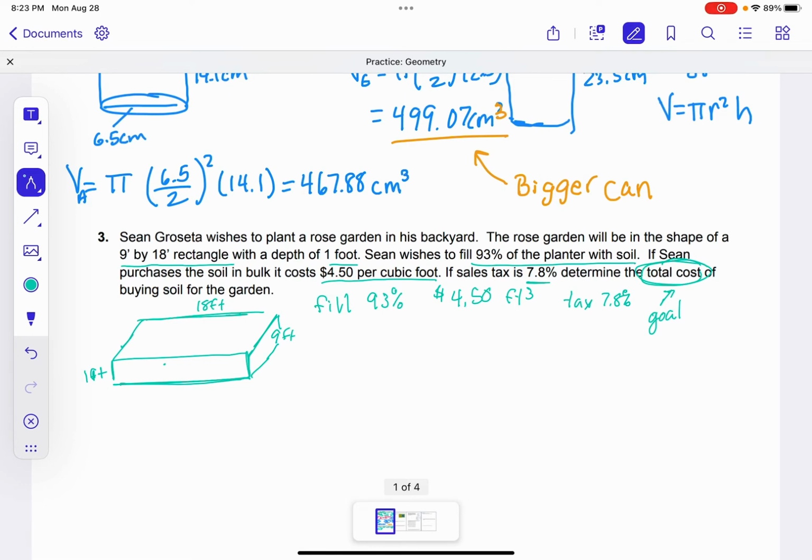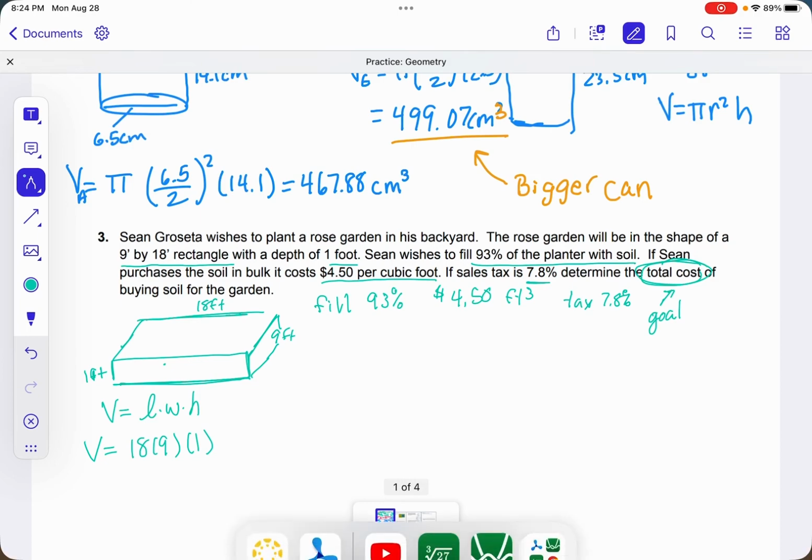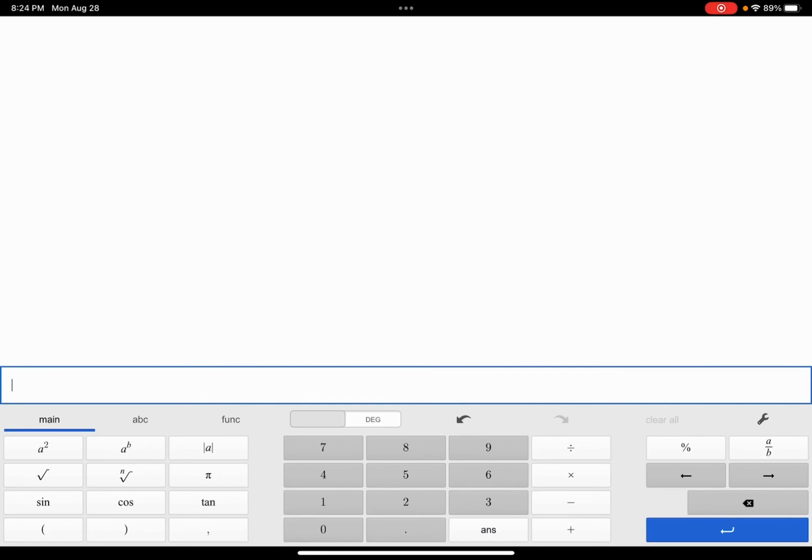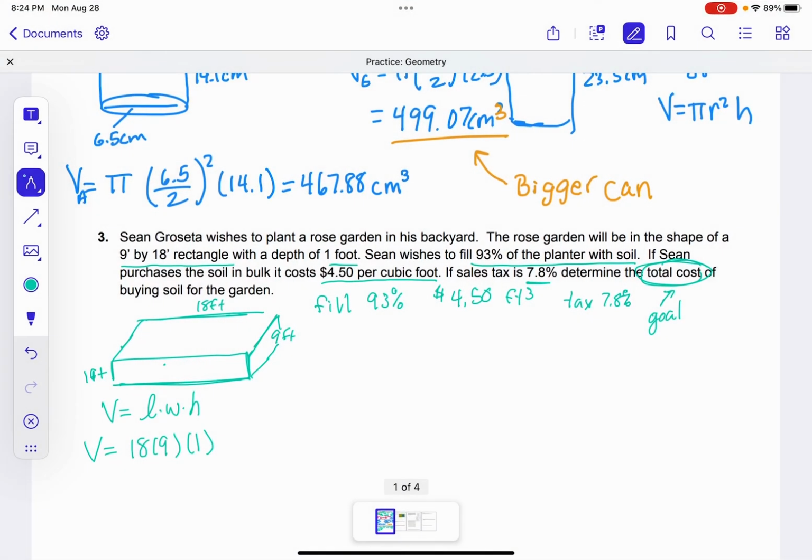So we have a rectangular prism, and when we're finding the volume of a rectangular prism, a friendly reminder, the volume is just going to be your length times your width times your height. And so in this case, we have 18 times 9 times 1 would be our volume. And so I can go over to my calculator, and I'm going to clear everything out. So I have 18 times 9. And so that's 162.